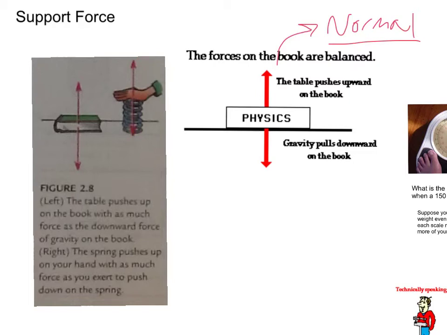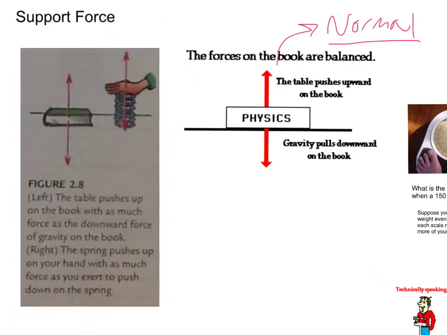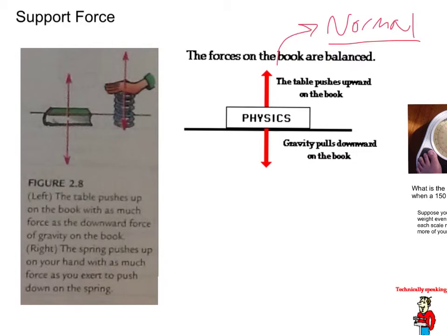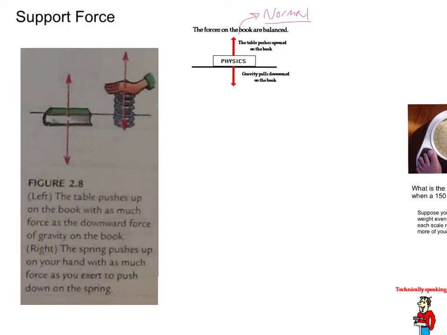Okay, it's sometimes a little bit easier to get your head around the idea of the spring pushing back up on you. Well, the table does the same thing for the book. It pushes back up on the book. Just as when you stand on the floor, your weight pushes down on the floor and the floor pushes back up on you.